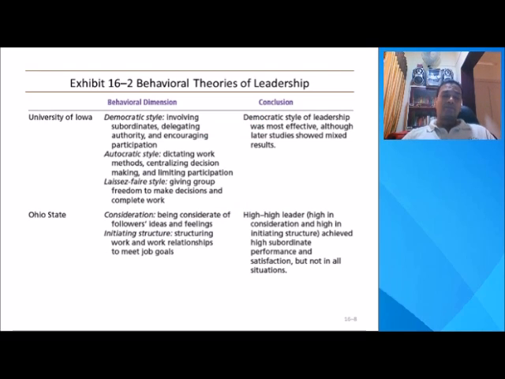So recapping what we have looked at so far, the University of Iowa talked about the behavioral dimensions like democratic, autocratic, and laissez-faire. Democratic style involves involving subordinates, delegating authority, and encouraging participation. The democratic style of leadership is considered to be most effective, although later studies were not able to convincingly confirm that it is the best style to adopt.